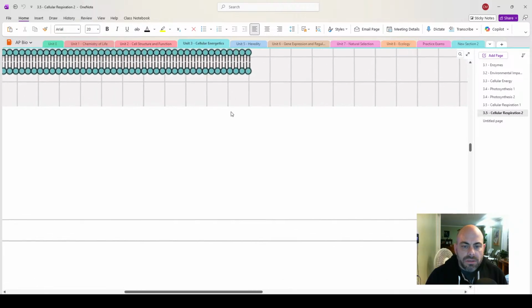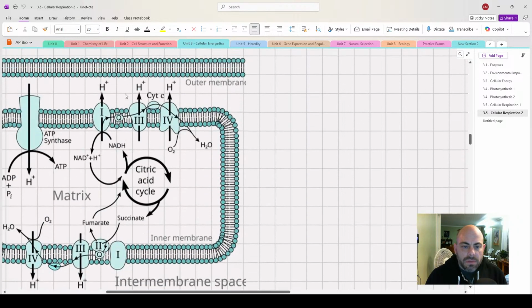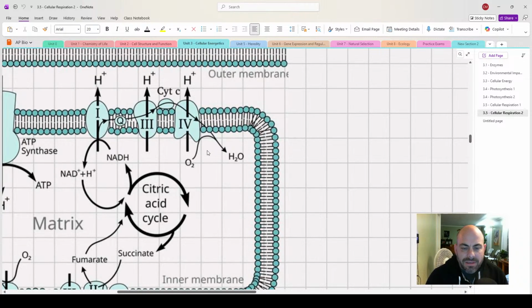I zoomed in a little too much, my computer is struggling. By the time those electrons get to the end, oxygen is there to take them in. So you have O2, you have these two electrons, they're going to combine with some protons, and you're going to get water, right? Oxygen is the final electron acceptor. This cannot happen unless oxygen is there.